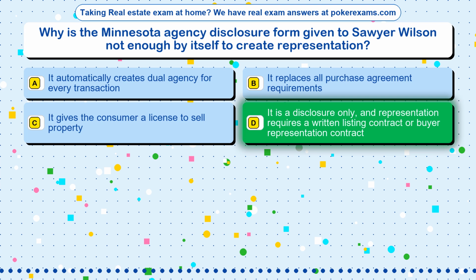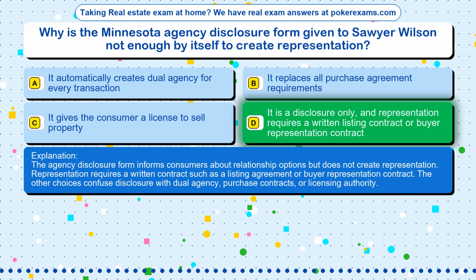The correct answer is option D. It is a disclosure only, and representation requires a written listing contract or buyer representation contract. The agency disclosure form informs consumers about relationship options but does not create representation. Representation requires a written contract such as a listing agreement or buyer representation contract. The other choices confuse disclosure with dual agency, purchase contracts, or licensing authority.